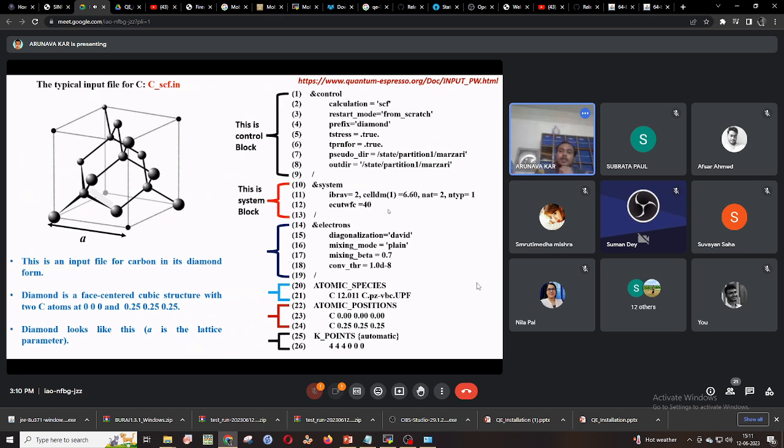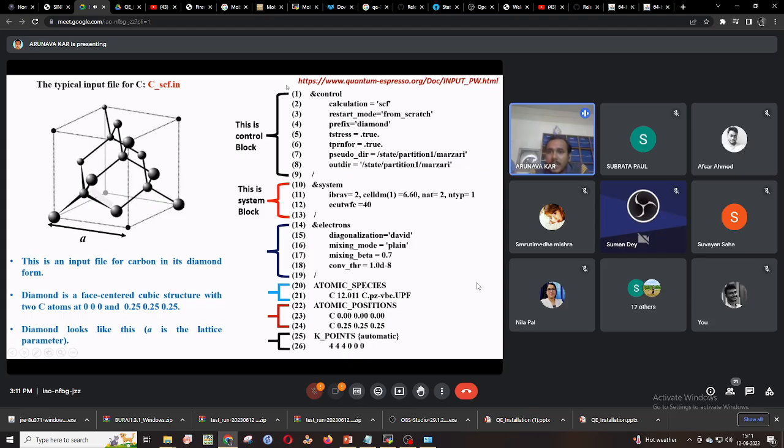Now, this is a typical input file for carbon in its diamond structure. We know the diamond structure very well. The diamond structure is a face-centered cubic structure with two carbon atoms. One is at the 0, 0, 0 position, one is at the 0.25, 0.25, 0.25 position. Therefore, the structure looks like this, but we are not bothering about this.